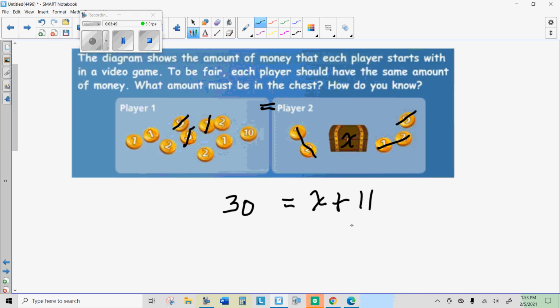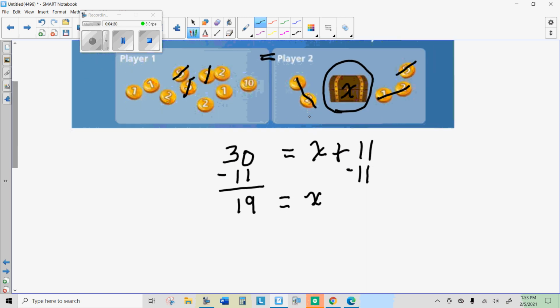Now what I just did is I took away 11, and mathematically speaking, we can show that by subtracting 11 from this side. And I also took away 11 from this side. So I end up with 30 minus 11 is 19. And on this side, the only thing left is the treasure chest, which I represented with the letter X. And so now I know what is in the treasure chest, what X equals. X equals 19. And I did that by balancing this out. So that's the idea. It's a pretty powerful idea that whatever you do to one side, you do to the other, and you still have a true equation.